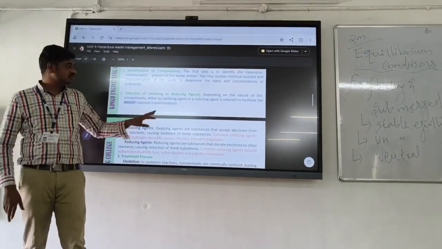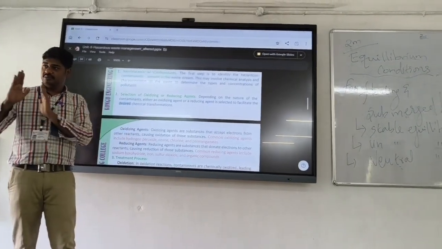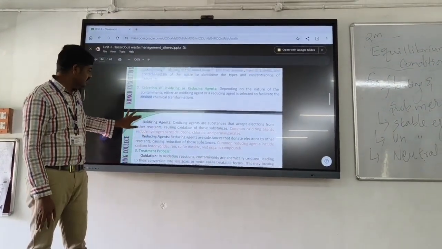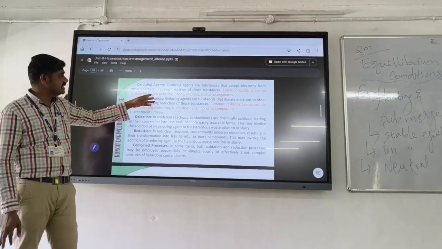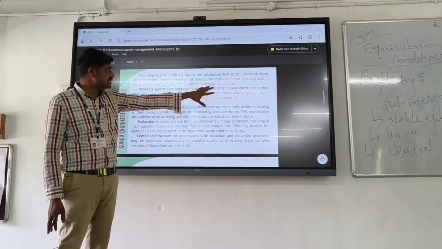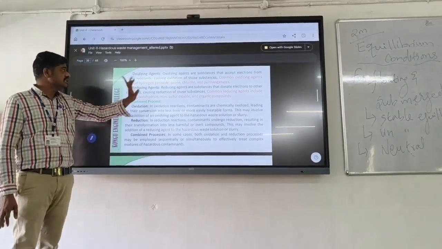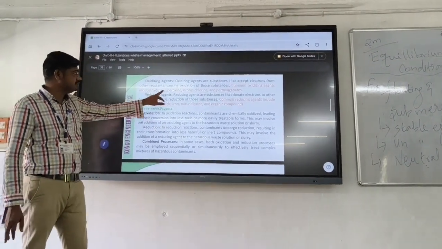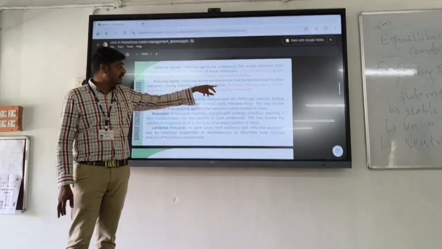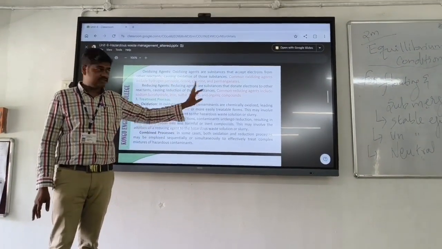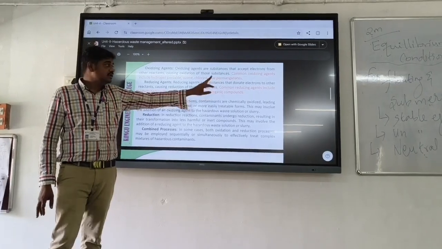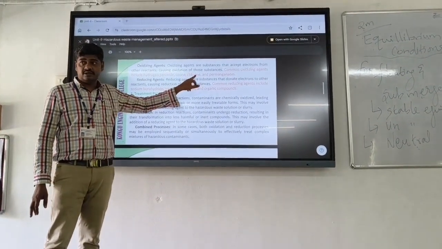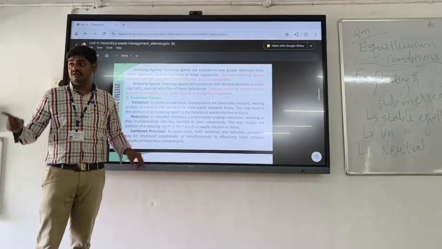Here, what do you mean by oxidation, reduction, oxidizing agent, and reducing agent? The common oxidizing agents are substances that accept electrons from other reactants, causing oxidation of those substances. They include hydrogen peroxide, ozone, chlorine, and permanganates. These materials are used in water treatment plants.